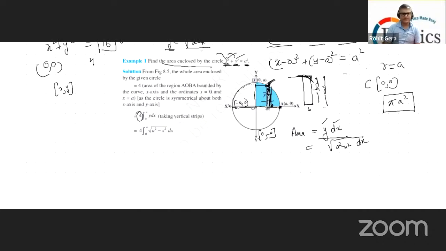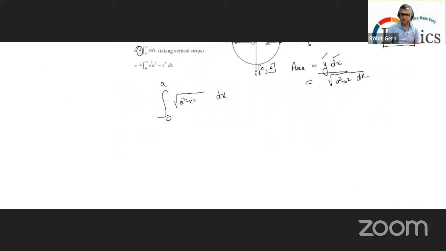So I just need to integrate now, that's all. If I can integrate under root of a square minus x square from 0 to a dx, I'm done. So let me use trigonometry. This is a straightforward case of trigonometry. So I'm writing x is equal to a sine theta, so dx is equal to a cos theta d theta. If x is equal to 0, theta is equal to 0. If x is equal to a, sine theta is equal to 1, theta is equal to pi by 2.